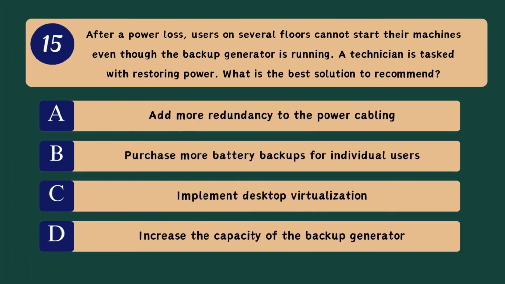Question 15. After a power loss, users on several floors cannot start their machines even though the backup generator is running. A technician is tasked with restoring power. What is the best solution to recommend? A. Add more redundancy to the power cabling. B. Purchase more battery backups for individual users. C. Implement desktop virtualization. D. Increase the capacity of the backup generator.